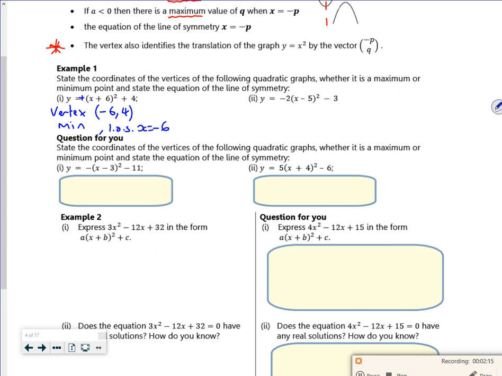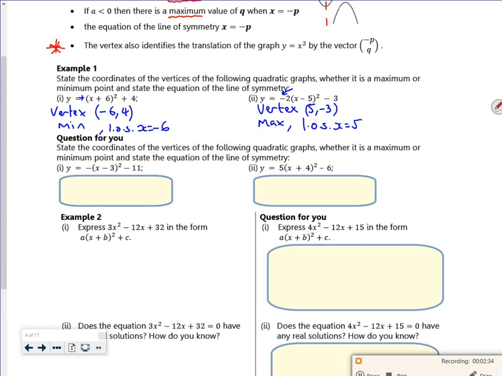So another one here, so the vertex is 5, minus 3. Because of that minus there, it's an n-shaped curve. So it'll give me a maximum point. And the line of symmetry will be at x is 5.